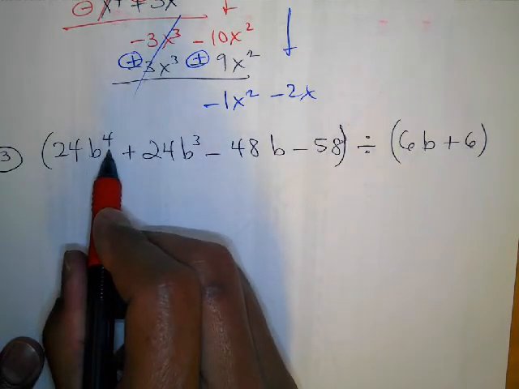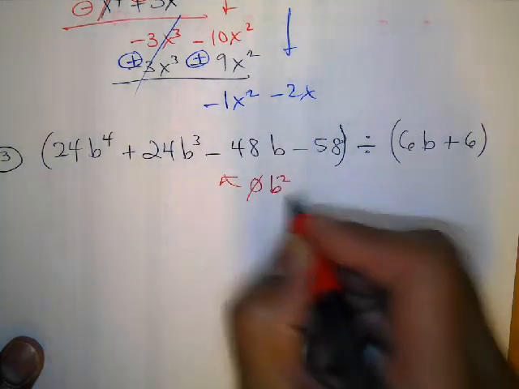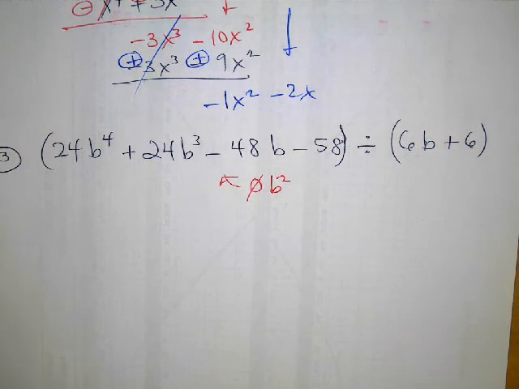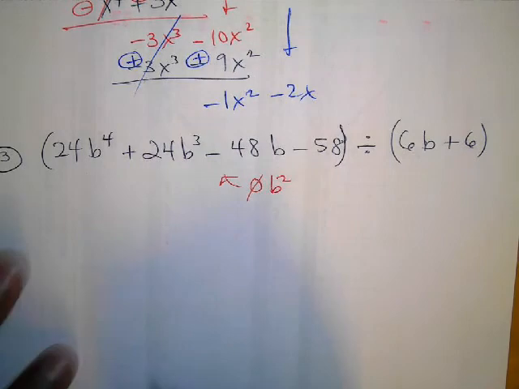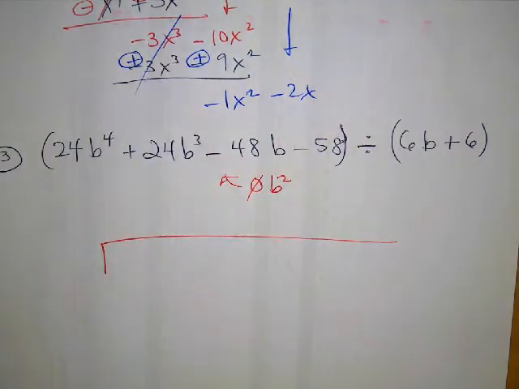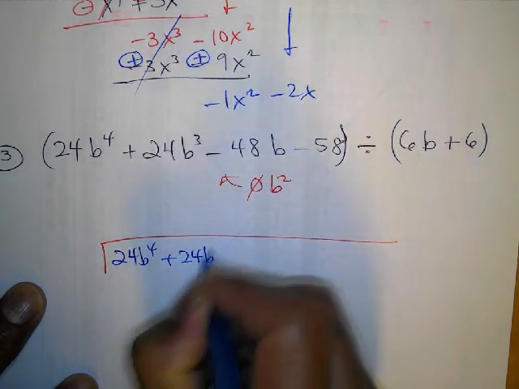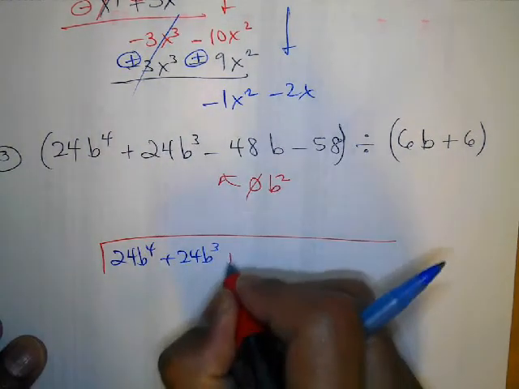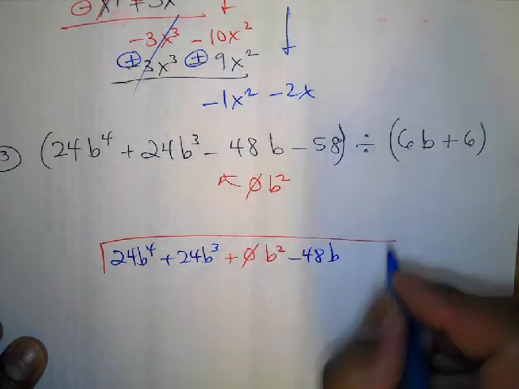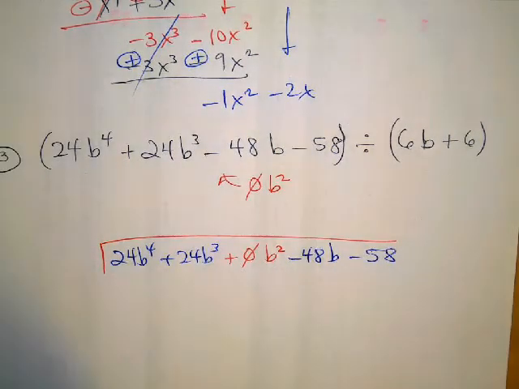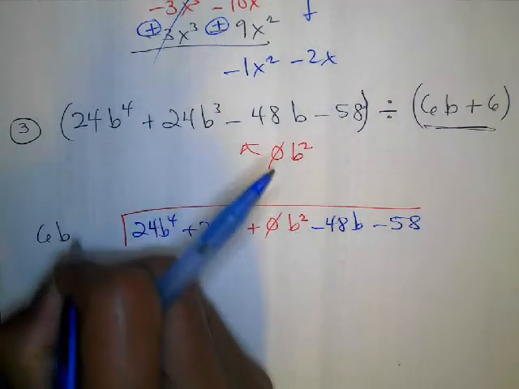Well, again, before you start, make sure that all the terms are present. Not all the terms are present. We're missing which term? We have b to the 4th, b cubed, we're missing a b squared. We don't have a b squared term. We got to put 0 for b squared. We have b to the 4th, b cubed, there's the 0 b squared, here's b to the 1, or just b, and the number. So when you set up your division, we got to put that 0 there. 24b to the 4th plus 24b cubed, and here's your plus 0b squared, minus 48b minus 58, divided by what?